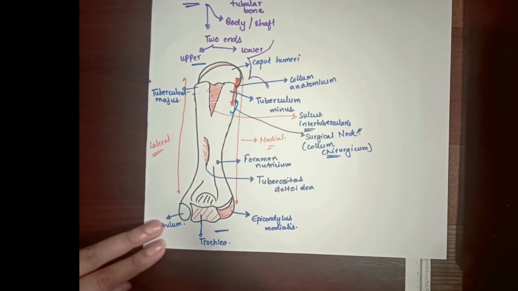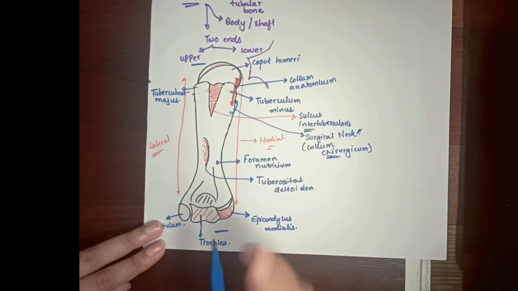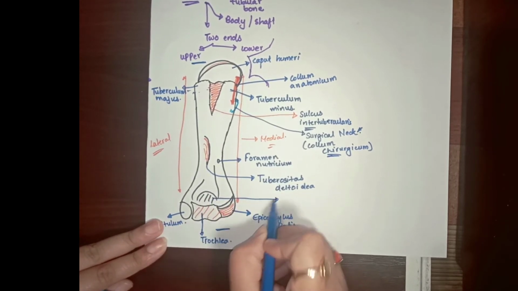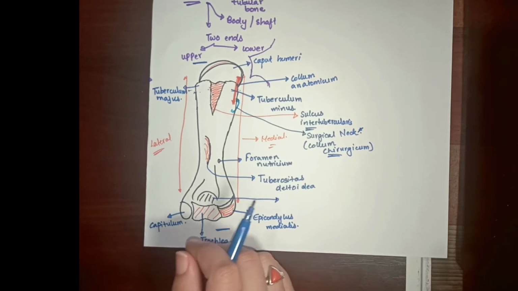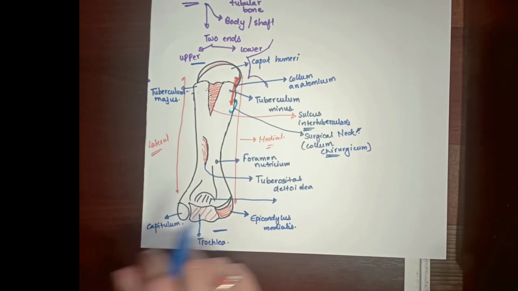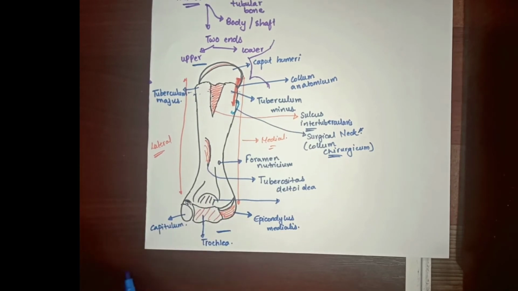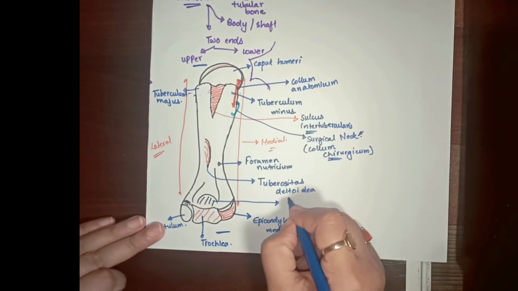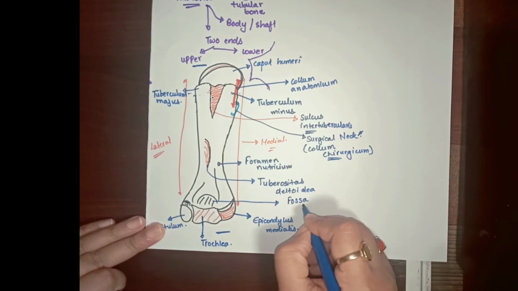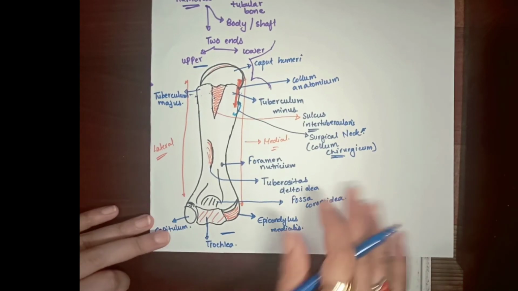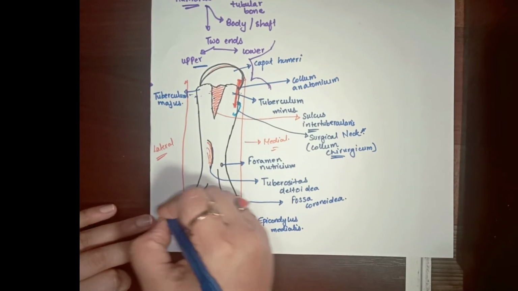Then the important thing is left. There are two fossae left in the humerus. The first fossa is here, and the second fossa will be here. So the first fossa is known as fossa coronoidea, and the fossa radialis.